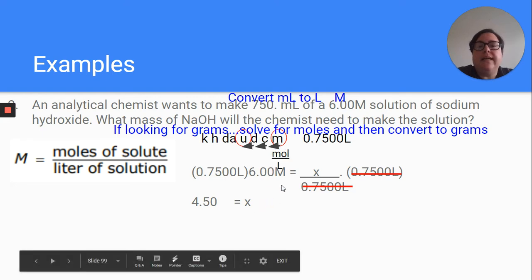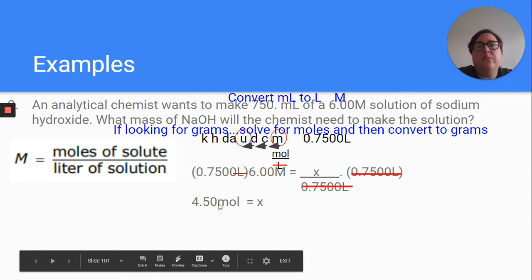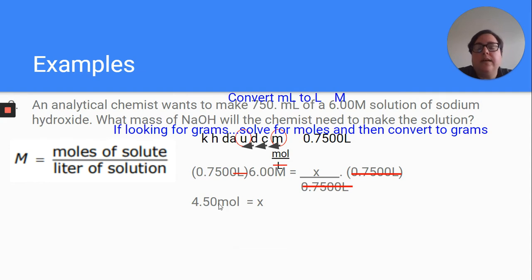Remember, molarity is the same thing as moles over liters. So when we multiply by liters, the liters cancel, leaving us with moles. So the 4.50 is your moles. So again, when we're looking for grams, we solve for moles and then we convert.